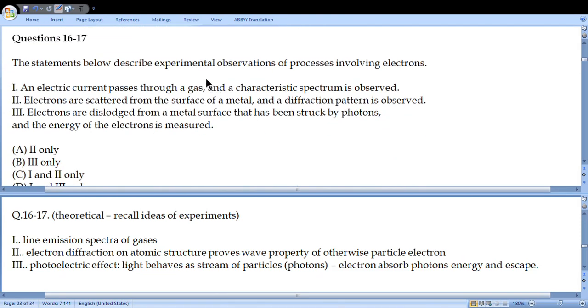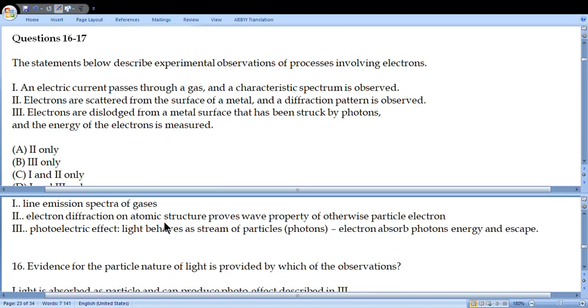16. The statement below describes experimental observation of processes involving electrons. An electric current, so let's discuss one by one. Electric current passes through a gas and a characteristic spectrum is observed. Line emission spectra of gases when current passes through.